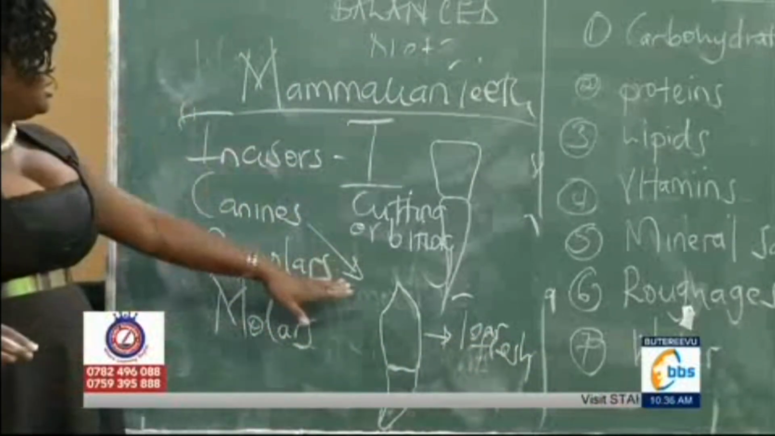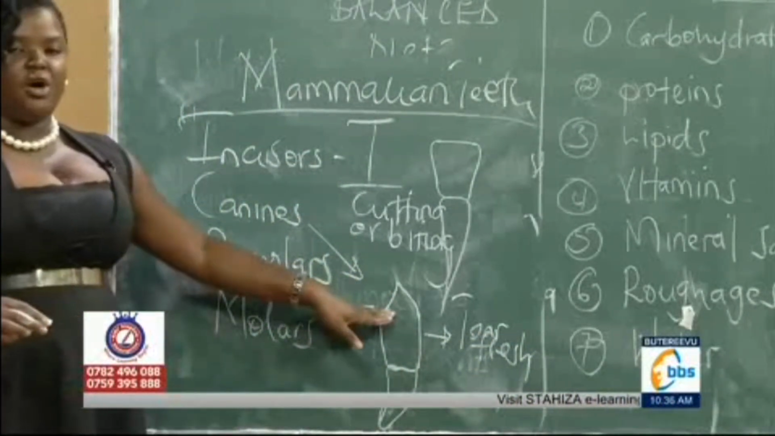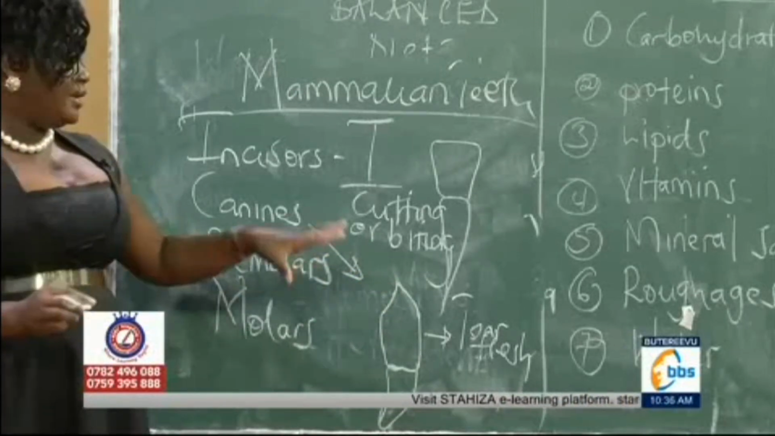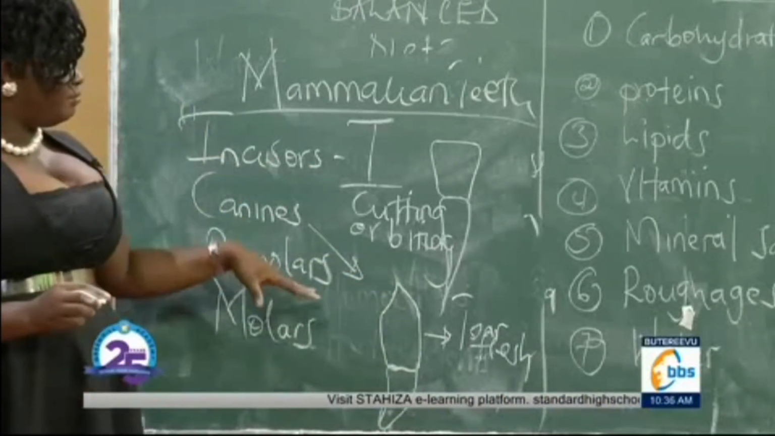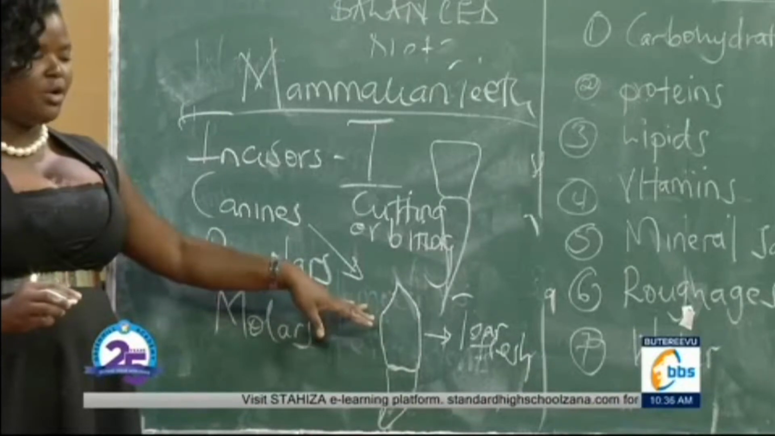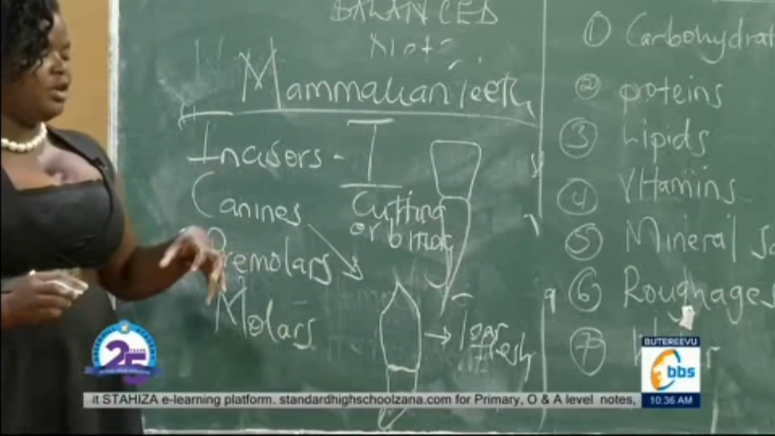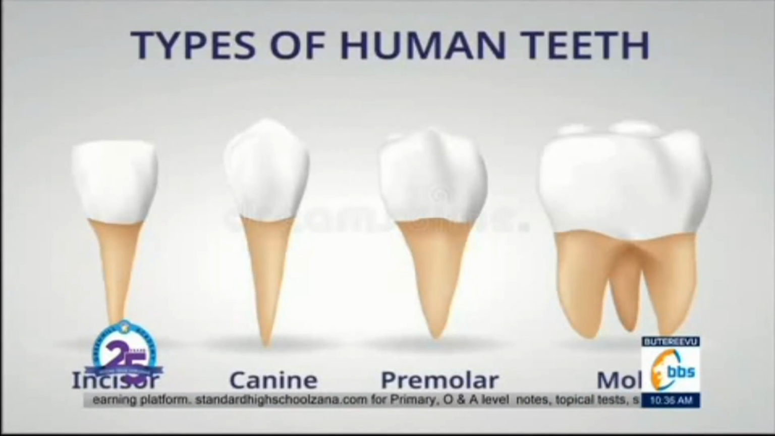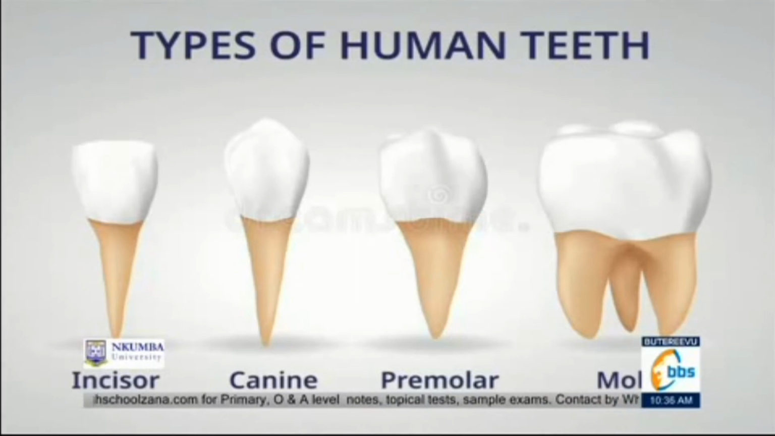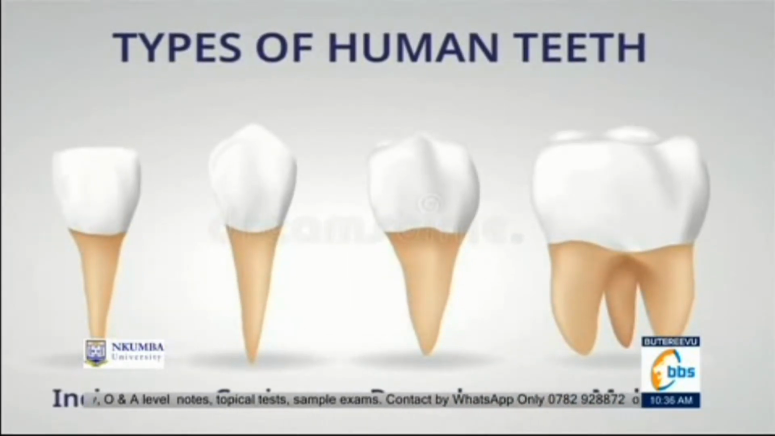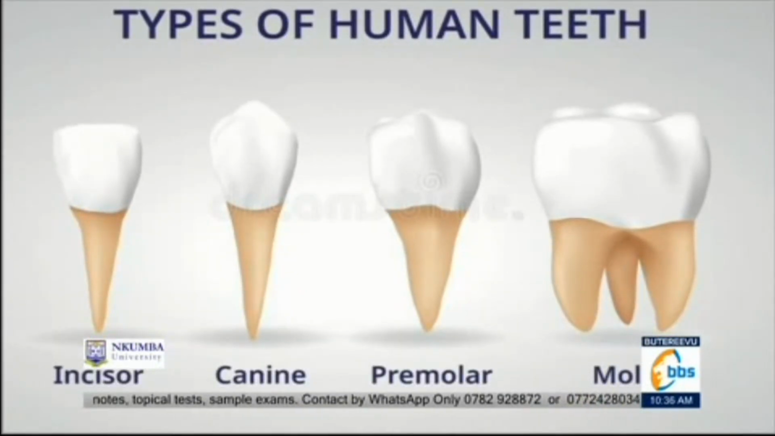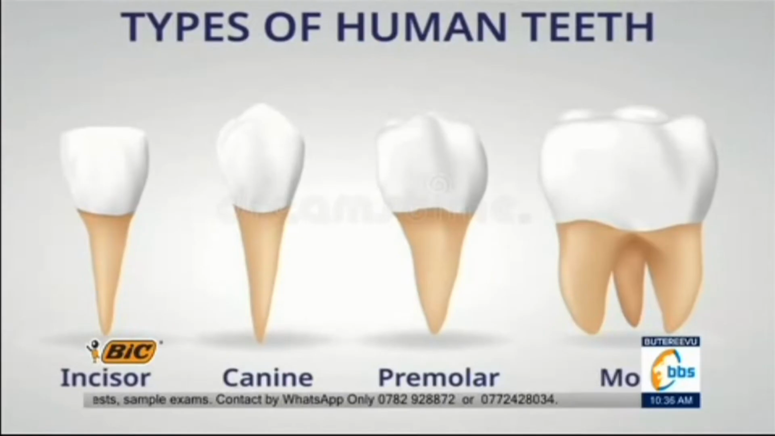These canines are always poorly developed in herbivorous animals, the goats, the sheep, the cow, and they're always very developed in carnivorous animals. If you remember what carnivores are, that is the lions, the leopards. They have very sharp, some of them kind of curved, pointed canines for tearing flesh.